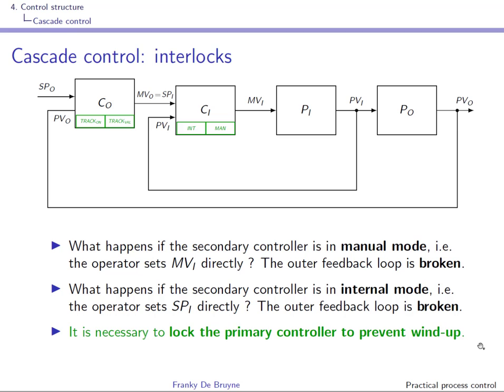Note that here we have locked the outer controller when this one is in internal and in manual mode, but you should also lock the outer controller if this one is locked. Assume for instance that we have this flag here for this measurement that is indicating that there's something wrong with this inner PV. What we'll do is lock this controller, but if this controller is locked, the inner controller, well, again, the feedback loop is broken, and you should also lock the outer controller.